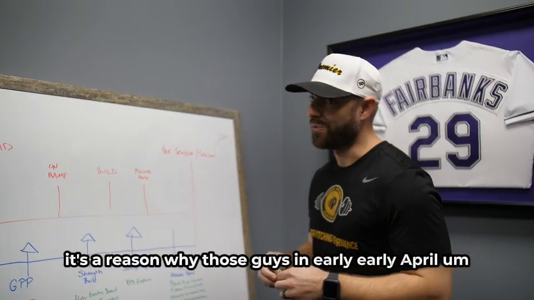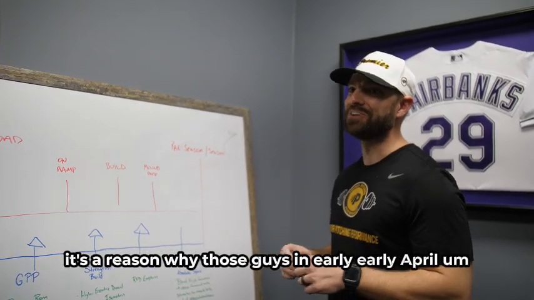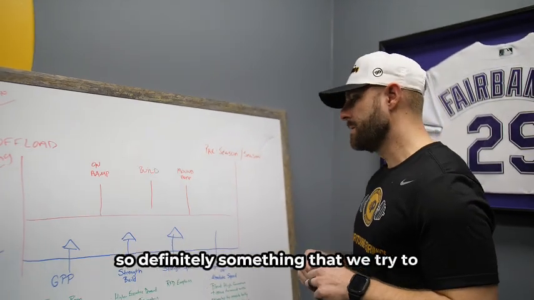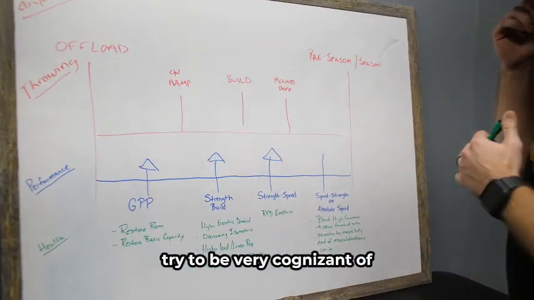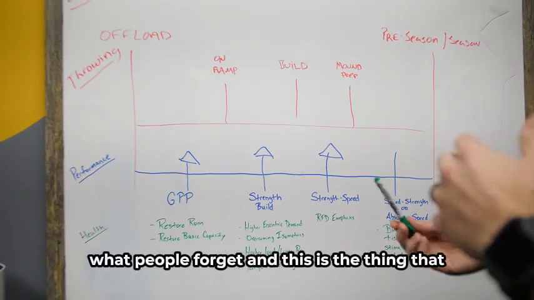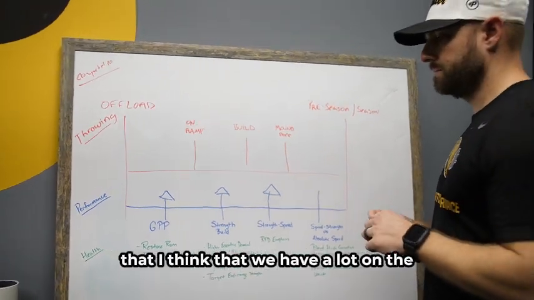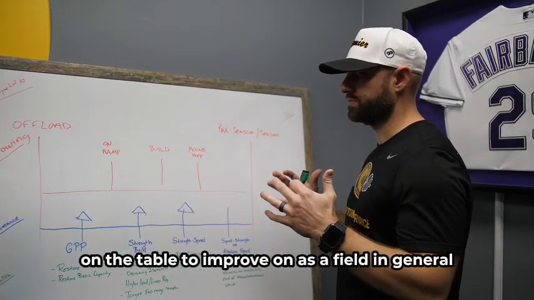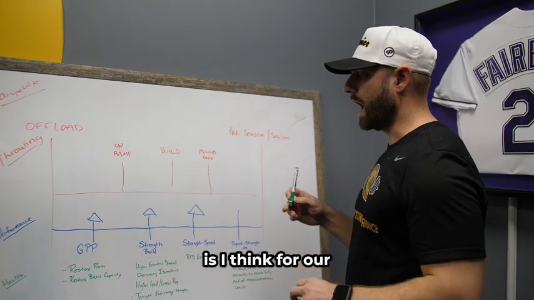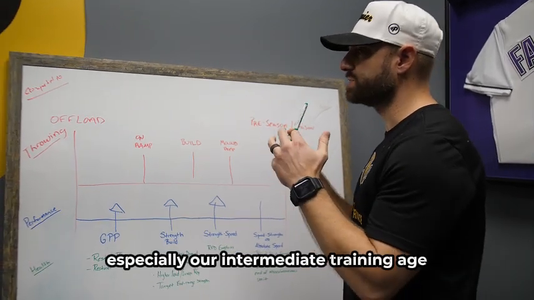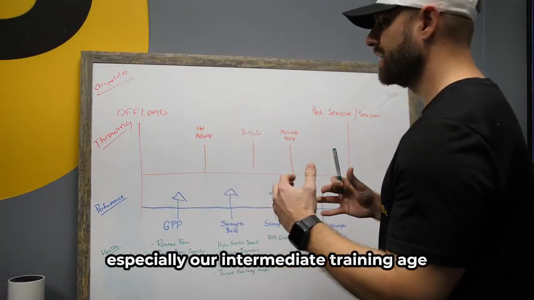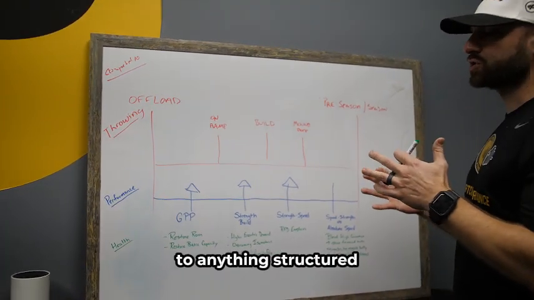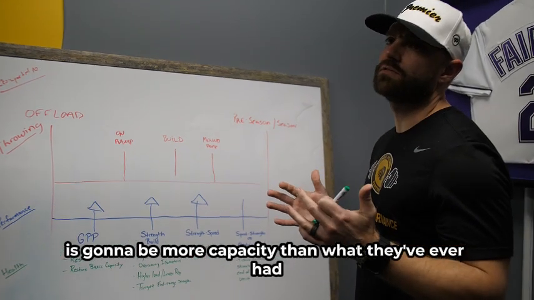And it's the reason why those guys in early April, or right after the All-Star break, they get banged up. So definitely something that we try to be very cognizant of. What people forget, and this is the thing that I think we have a lot on the table to improve on as a field in general, is that for our intermediate and beginning training age athletes, their intro to anything structured is going to be more capacity than what they've ever had.